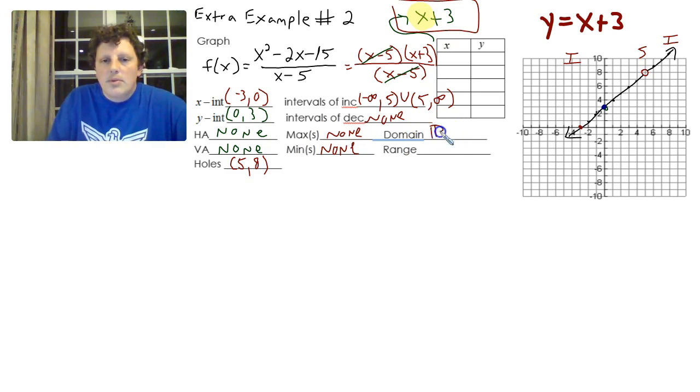Domain: all real numbers except, holes limit the domain. So there is not an x value at 5 on this function because there's a hole there. For the range, the hole limits the range. There's not a y value at 8 here. So we will put all real numbers except for 8.